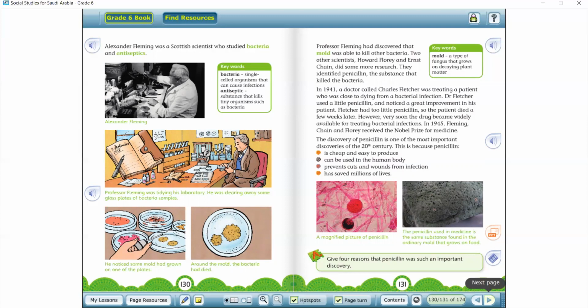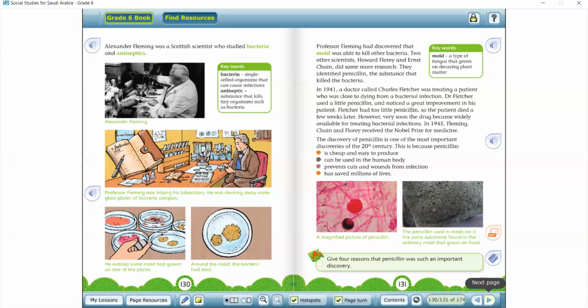So this scientist studied only two things, bacteria and antiseptic. Someone might ask, what is bacteria? It's written there. A bacteria is a single-celled organism that can cause infections. So it's one cell that can cause infections, okay? That can cause some diseases and everything, okay?